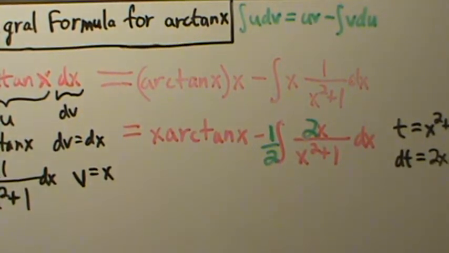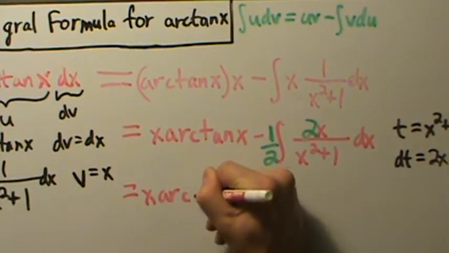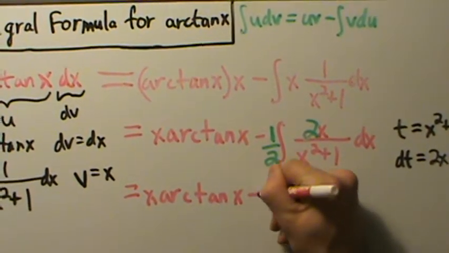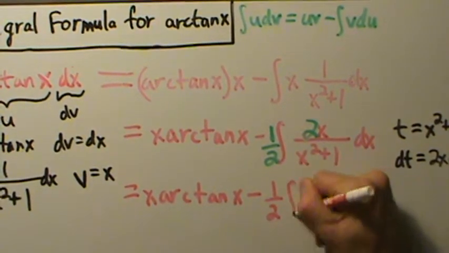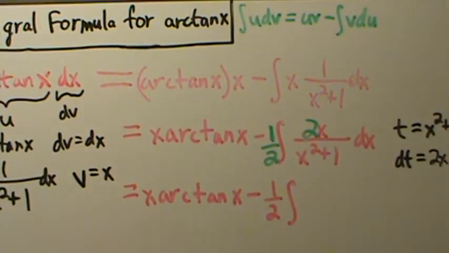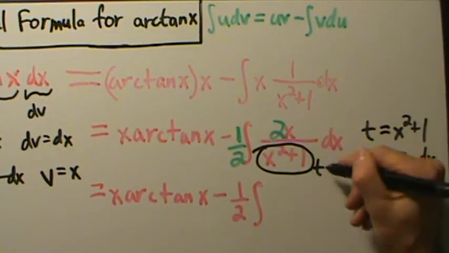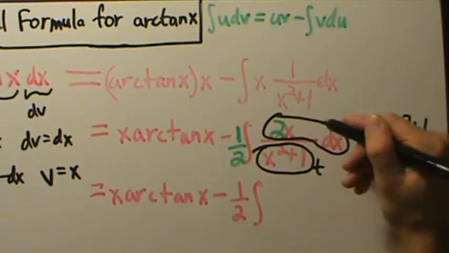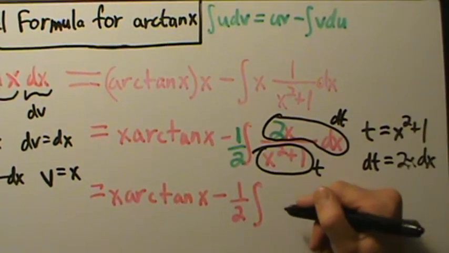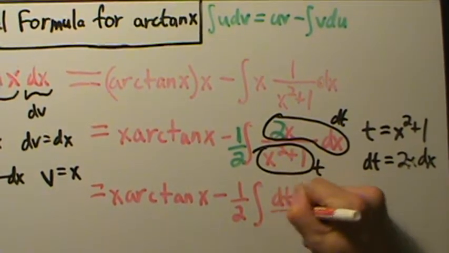So this equals x arctan x minus 1/2 times the integral of what? Well, remember, this is just t on the bottom, right? That's just t. And then 2x dx, that is dt. Okay, this is dt. So it's minus the integral of dt over t.